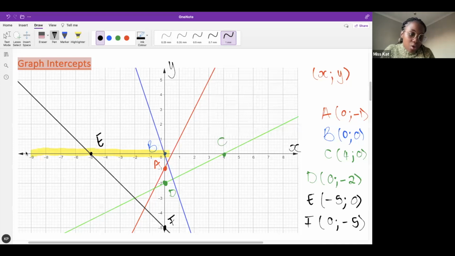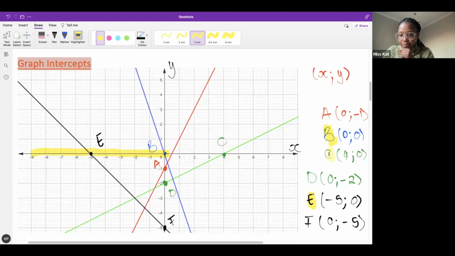Now let's look at all the x-intercepts. Let's look at all the points that are crossing the x-axis. Let me highlight those. Which ones are those? Point E, point B, and point C. So now we're looking at B, C, E. What do B, C, and E specifically have in common? They all have zeros, but B, C, and E have an additional condition to that. What is that?